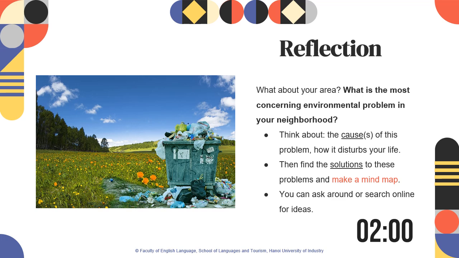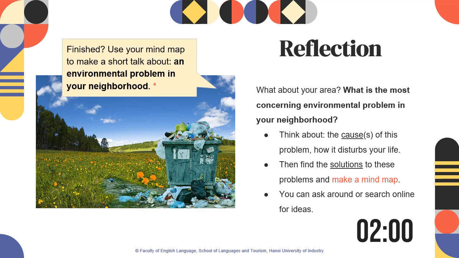Finished. Use your mind map to make a short talk about an environmental problem in your neighborhood. You will have 2 minutes. If you want some examples, skip until the end of the video for a mono-talk sample. They will be quite similar. Timer starts.